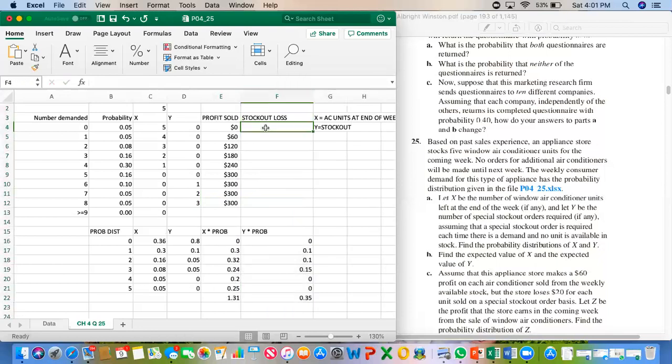Does that make sense? Yes. Did you take any loss here? No. So this would be a 0. 0, 0, 0, 0. Stock out loss is when I go above what I have in inventory. So what is this? I think it's a $20 loss for each of them. Okay, 20.